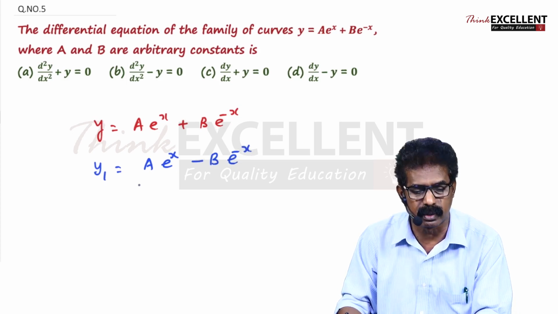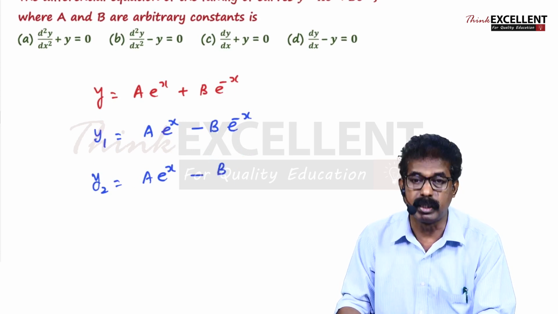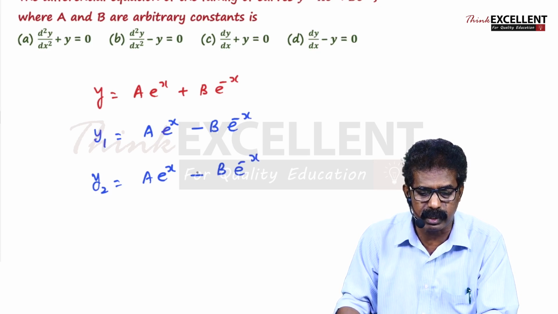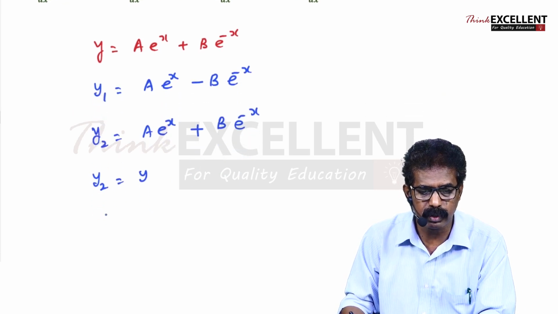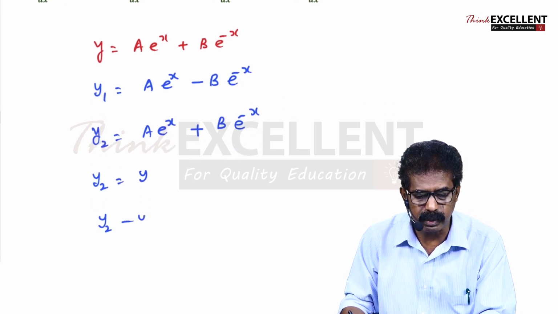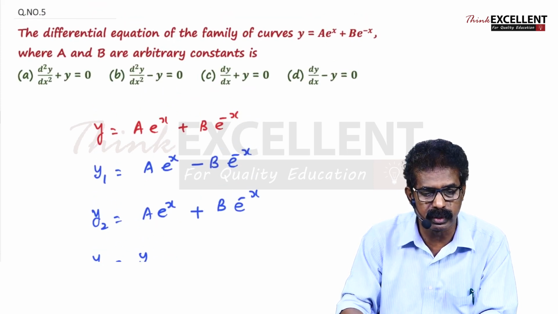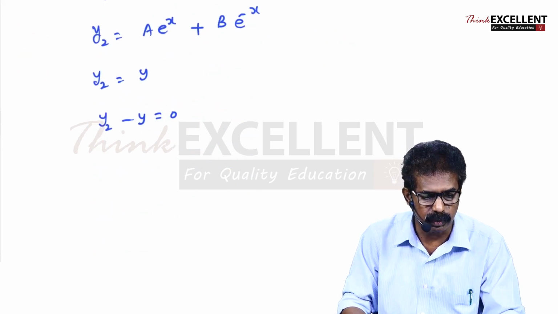That minus will come here. Again y2 is a into e raised to x, derivative e raised to x, minus b into e raised to minus x, derivative e raised to minus x into minus 1. That minus becomes plus. That is, y2 is equal to, the right side is exactly the same as y. Bring it to the left side. y2 minus y equal to 0. y2 means d square y by dx square, minus y equals 0. So second option is the correct one.